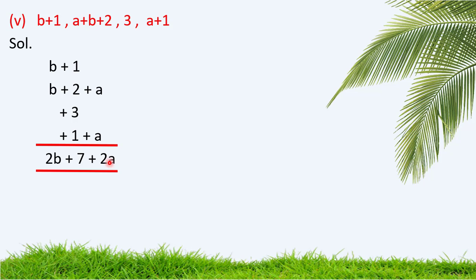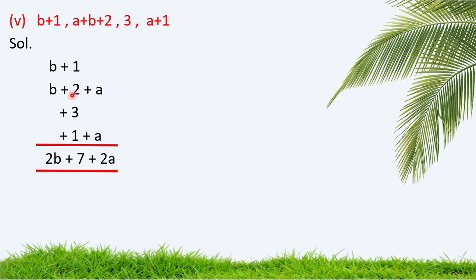The fifth part of question number 4, which is given over here. Firstly, we have to write the expression b plus 1. After that, we have to write this expression. So where we have to write a? We have to write a here, because a does not match with any of these terms. Now we have to write plus b. Where we have to write plus b? Just below this term to make column of like terms.